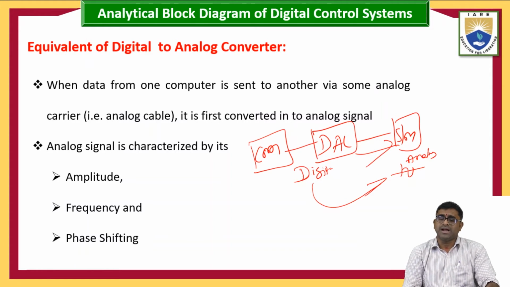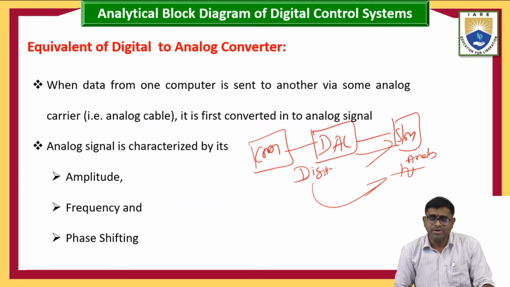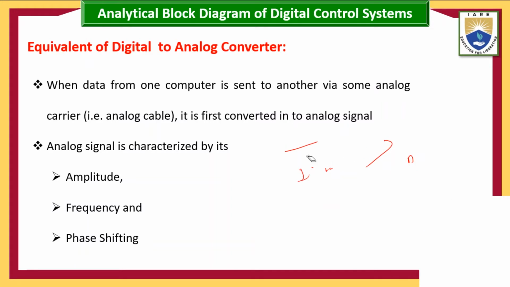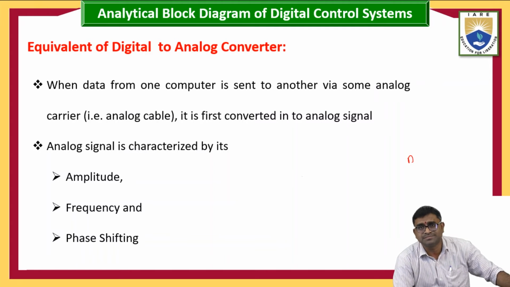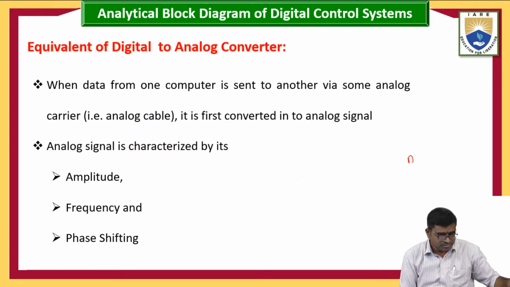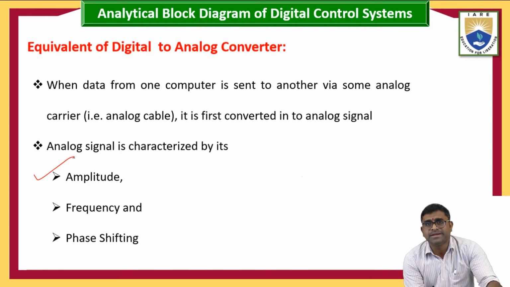That is, when the data from one computer is sent to another via an analog carrier, the first step is conversion into an analog signal. So we are going to analyze the characteristics of the analog signal: what is the amplitude of the signal, what is the frequency of the signal, and what is the phase shift of that signal. We are going to analyze it. The first one is amplitude. For example, I am taking the first one, amplitude.